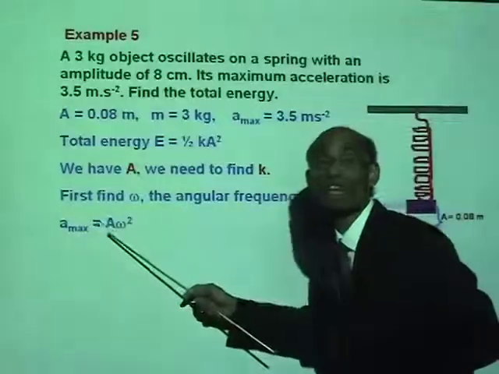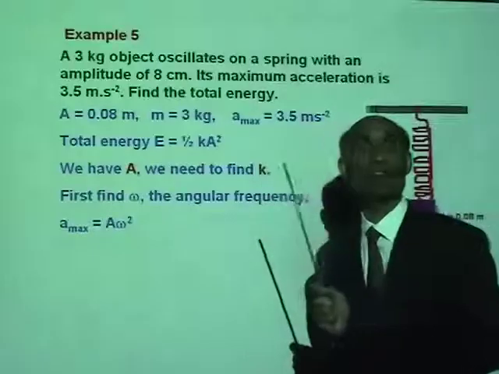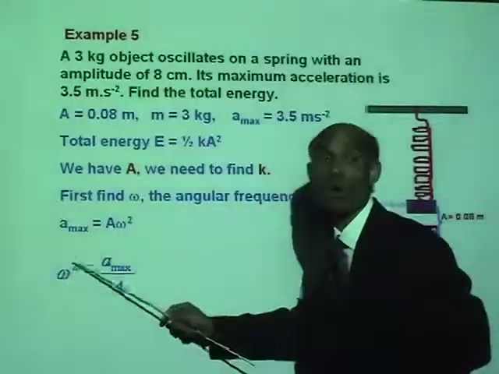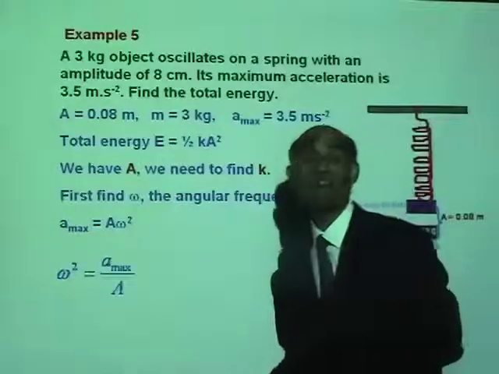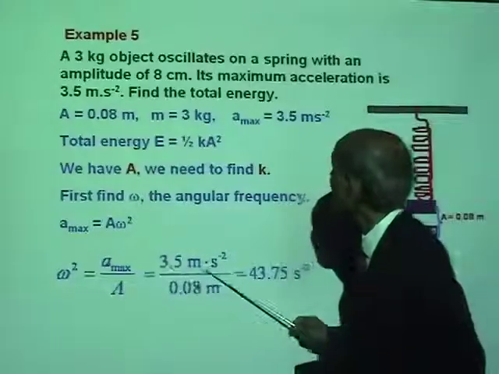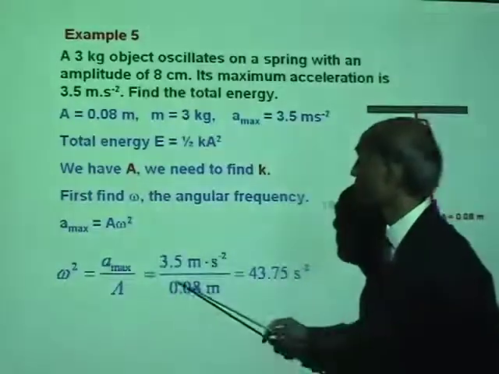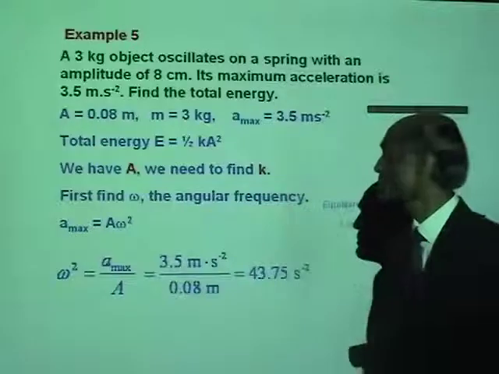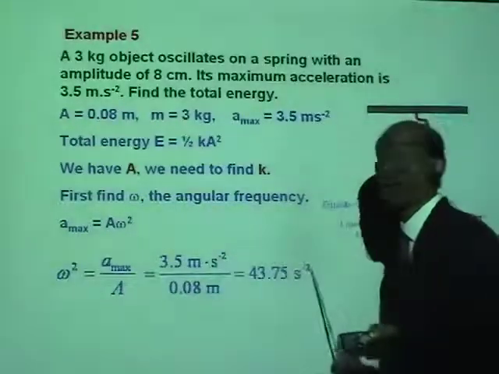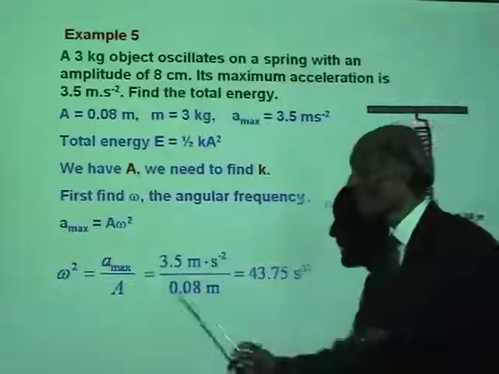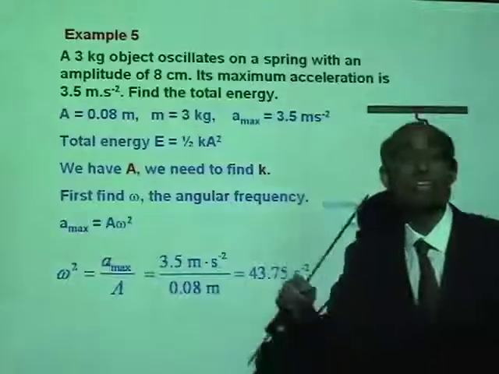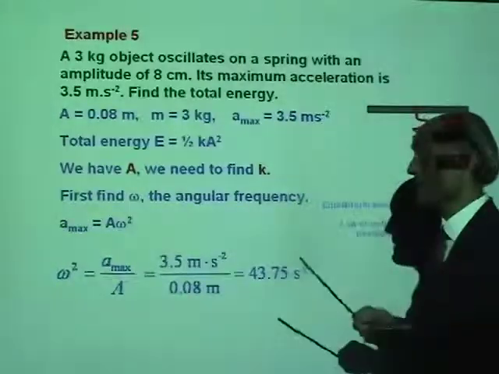A max equal to A omega squared. Therefore, omega squared equal to A max divided by A. That will be A max is 3.5 meter per second squared, amplitude is 0.08 meter, that is 43.75 per second squared. And therefore, omega squared, you know, is K over M.